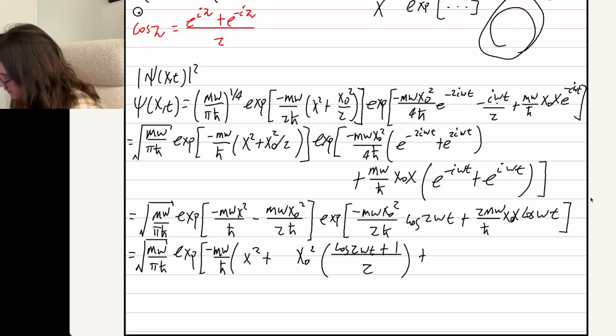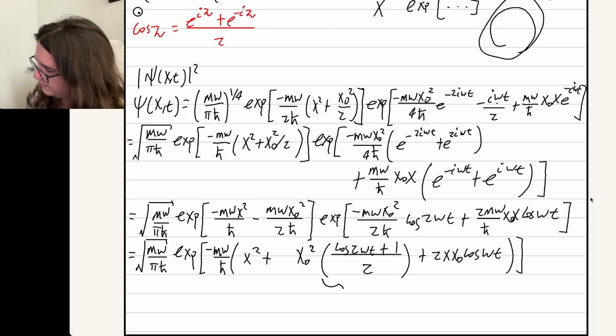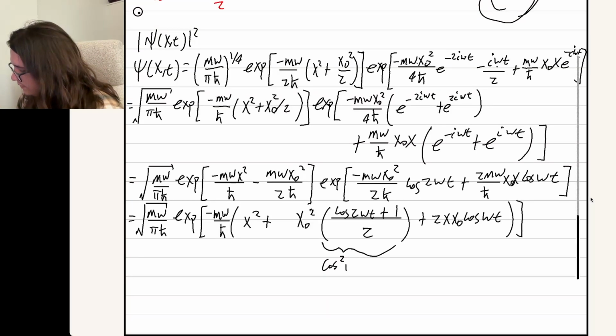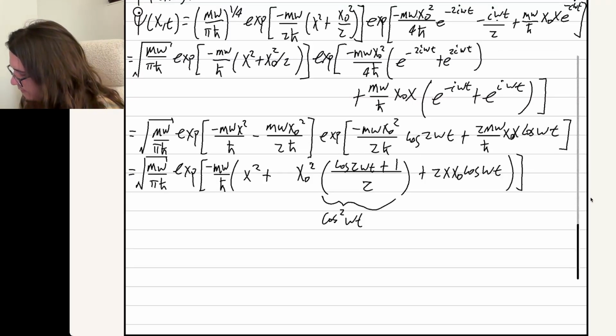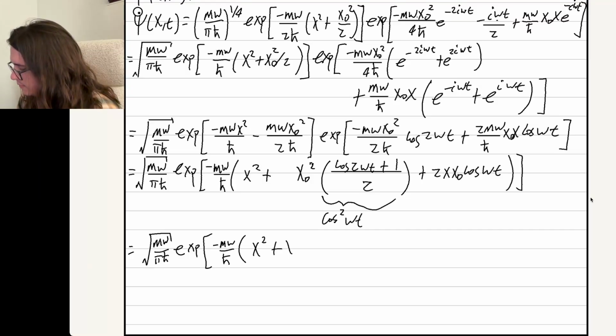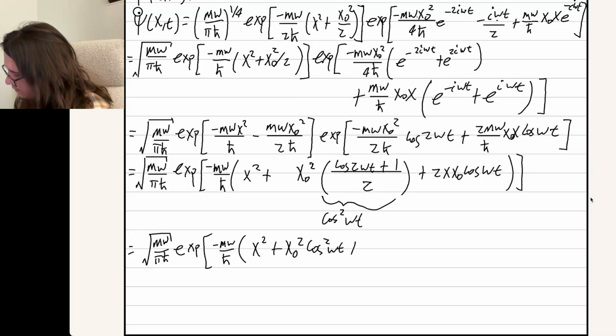x naught squared plus just 2x x naught cosine omega t. There's a reason I wrote it like that. That's actually a trig identity for cosine squared omega t. So we'll rewrite it like that. Pi h bar exp minus m omega over h bar, x squared plus x naught squared cosine squared omega t plus 2x x naught cosine omega t.